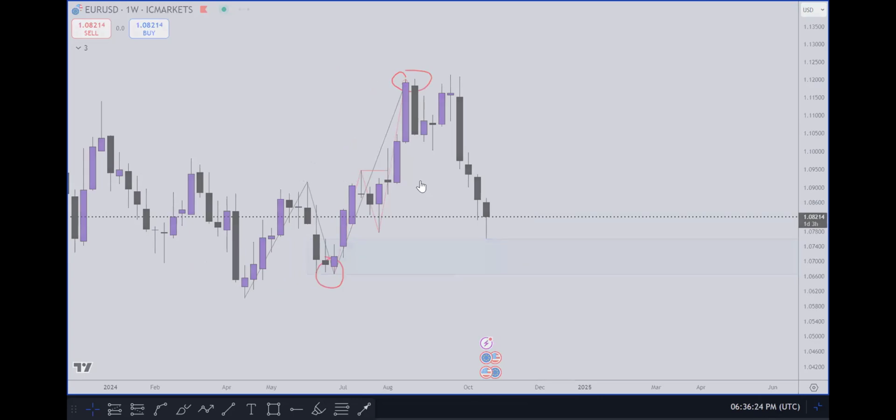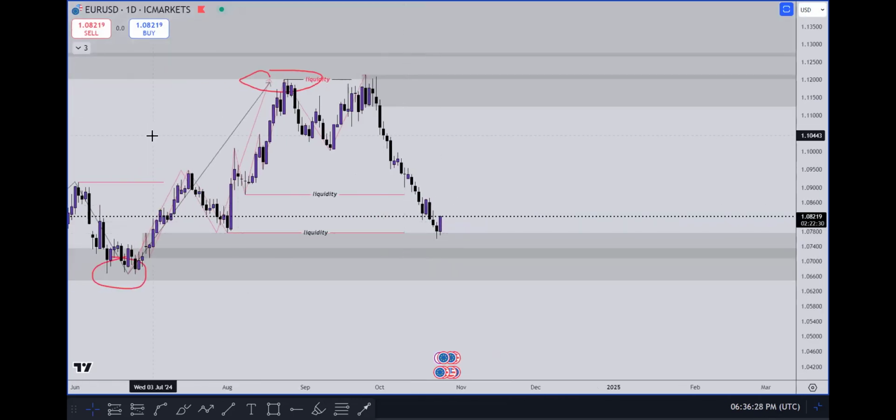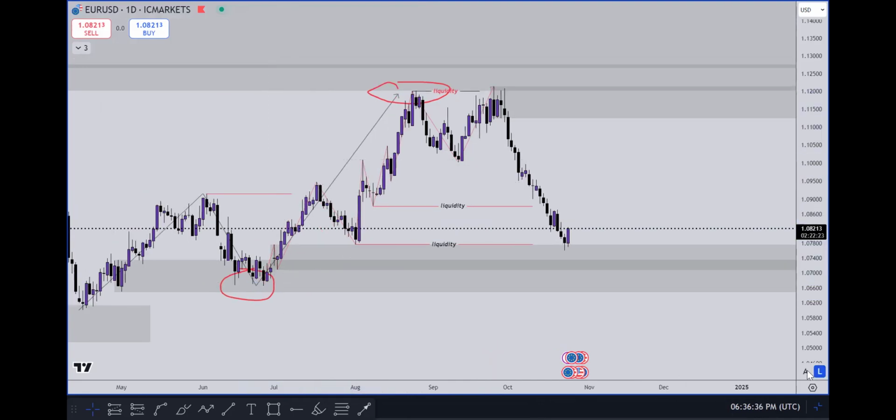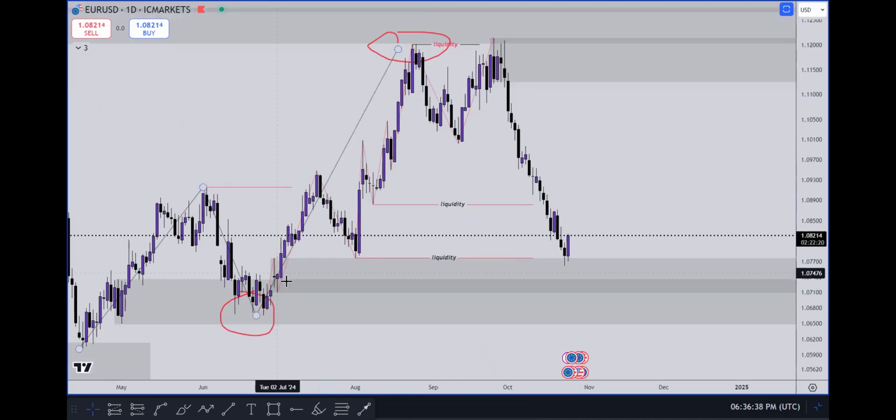Now, from the weekly going on to the daily time frame, we can start to see things a little bit clearer. All right, so already, I'm going to remove this. You can see the internal structure here on the daily time frame. Now, based on the internal structure on the daily time frame, you now know where we can have our daily order blocks.